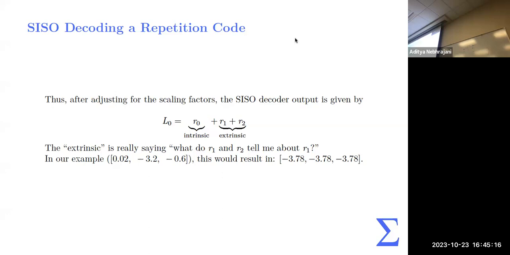And in our example, where we had 0.02, this and this would result in this, which is much better, if you think about it. Because we're contextualizing each bit in terms of what the code did to the other bits. Makes sense? This is called a soft-in soft-out decoder.